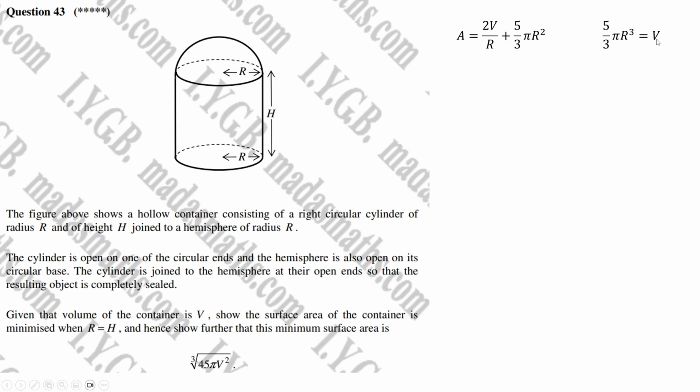But this is just rearranged for v. We can say that r cubed is equal to, what was it? So 3v over 5 pi. And then you can cube root both sides. I don't think I did that.